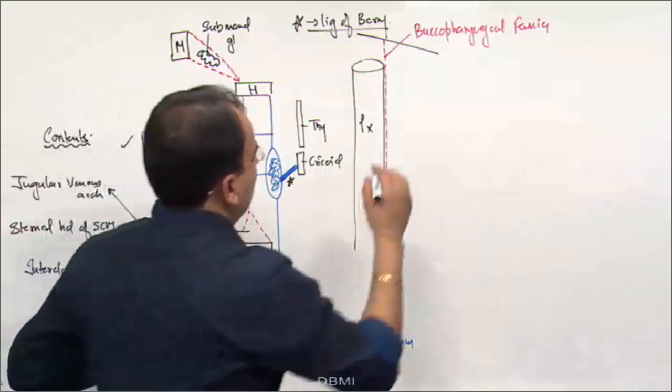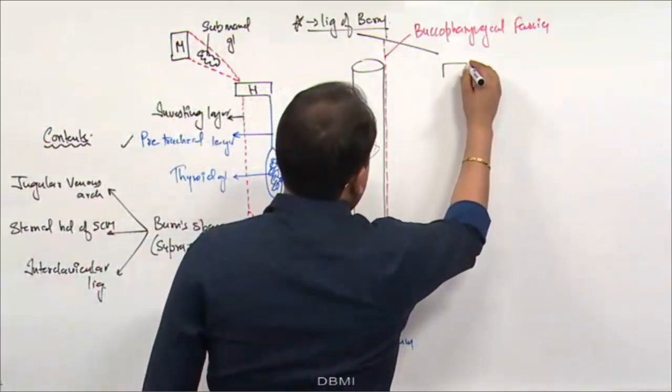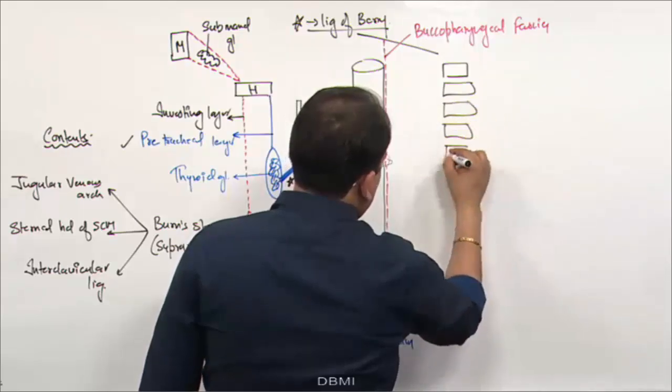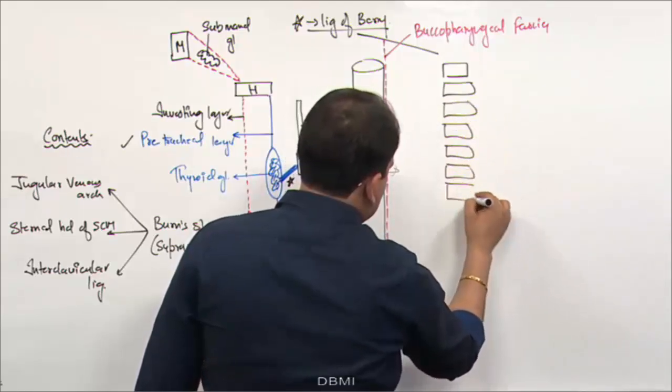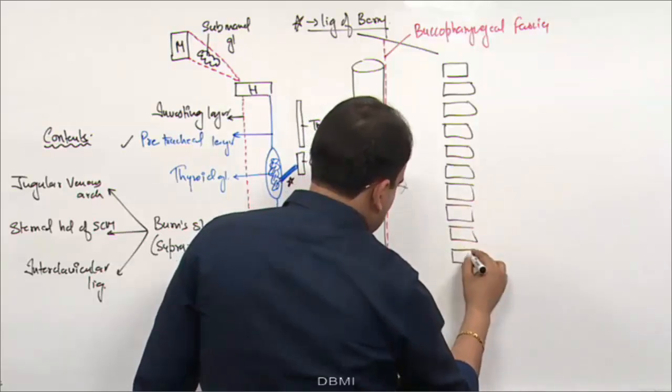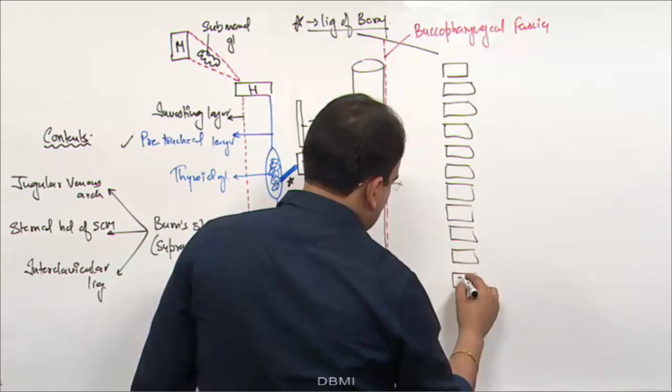And let's say these are the cervical vertebrae here. 1, 2, 3, 4, 5, 6, 7, T1, T2, T3 and T4.